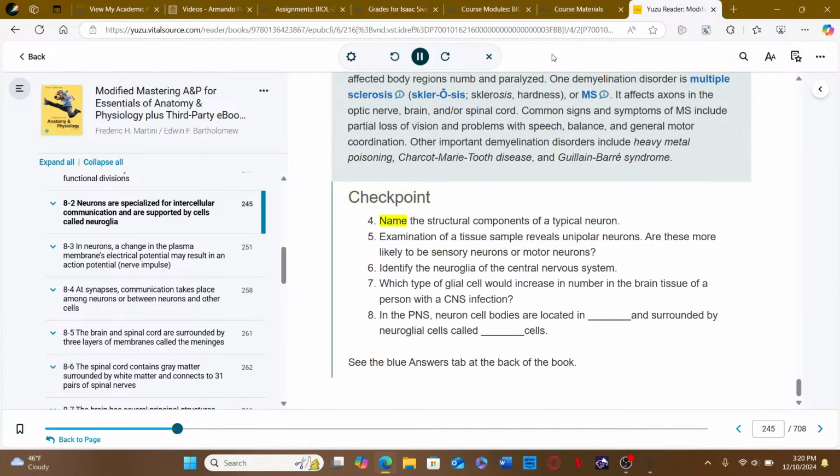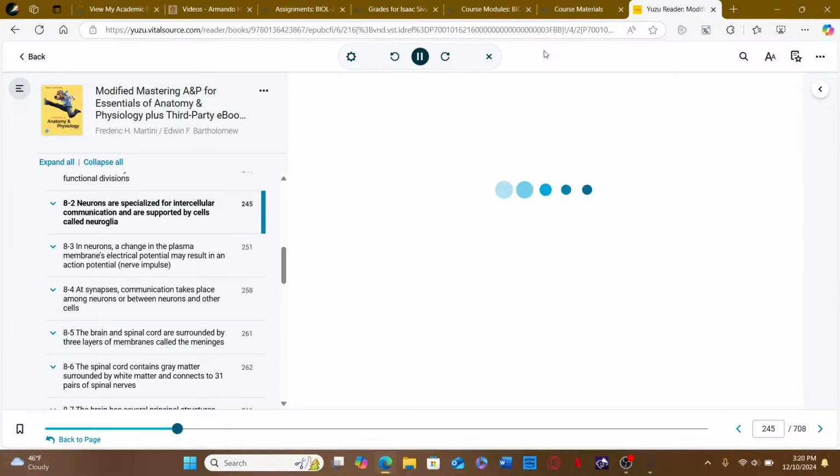Checkpoint. Name the structural components of a typical neuron. Examination of a tissue sample reveals unipolar neurons. Are these more likely to be sensory neurons or motor neurons? Identify the neuroglia of the central nervous system. Which type of glial cell would increase in number in the brain tissue of a person with a CNS infection? In the PNS, neuron cell bodies are located in and surrounded by neuroglial cells called cells. See the Blue Answers tab at the back of the book.